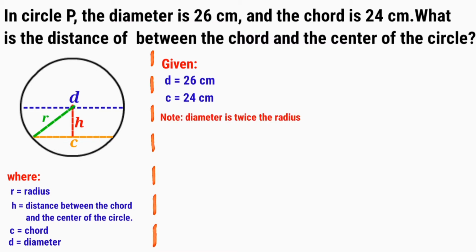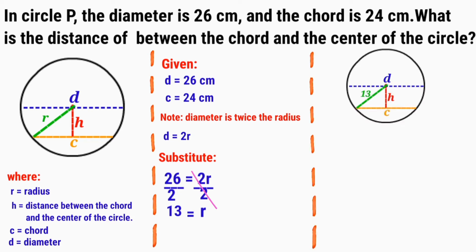Note that the diameter is twice the radius, so D is equal to 2r. Substitute: 26 is equal to 2r. Divide by 2 on both sides, we will have 26 divided by 2 is equal to 2r divided by 2. 26 divided by 2 is 13. 2r divided by 2, we cancel out the 2, which will be equal to r. So, our radius is 13. As you can see, our radius is 13.